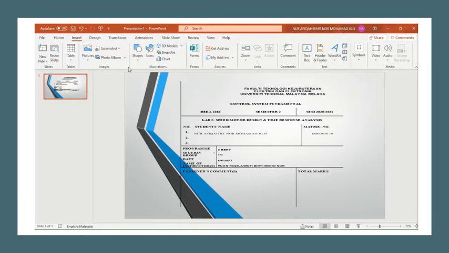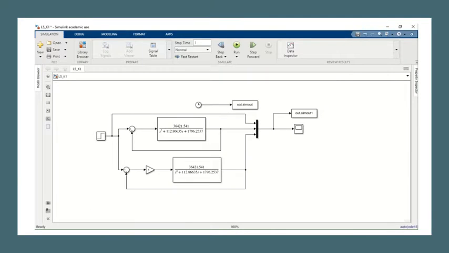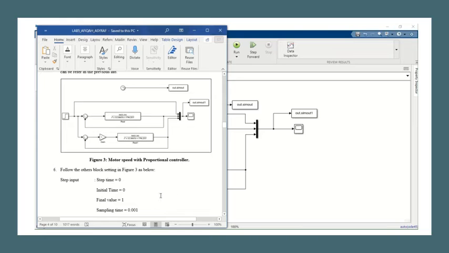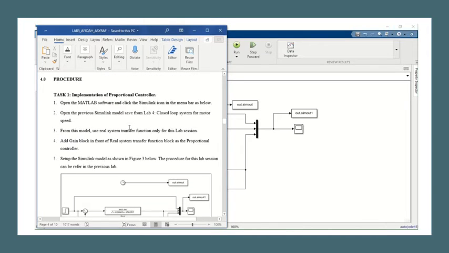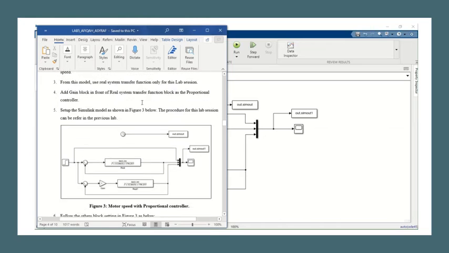So today I would like to present about Lab 5, Speed Motor Design and Time Response Analysis of Control System Fundamental. Next, I would like to show my MATLAB and my lab sheet. My lab sheet gives Figure 3, which is motor speed with proportional controller. I would like to take my part, which is Task 1, implementation of proportional controller.